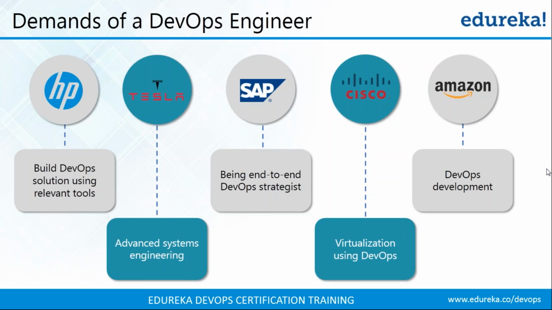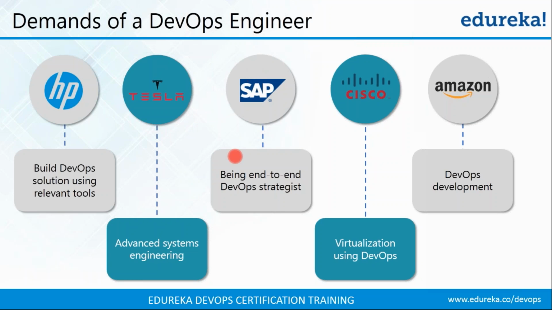So let us move on and let us see how different companies are hiring DevOps engineers and for what purpose. So we have got HP here, and HP wants a DevOps engineer to build DevOps solutions using relevant tools. And since DevOps is all about using tools, HP wants someone who has got expertise with these tools and includes all these tools in order to produce releases faster using DevOps. And similarly with Tesla, they wanted to adopt advanced system engineering, and in order to do that, they wanted DevOps to achieve advanced system engineering, and they are hiring DevOps engineers for that purpose.